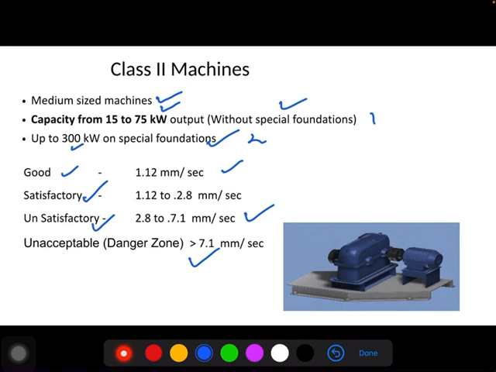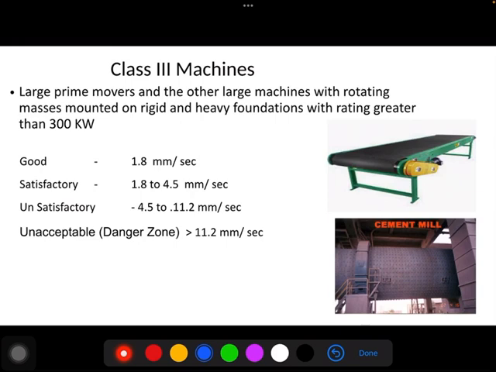For class 3 machines, it includes large prime movers and other large machines with rotating masses mounted on a rigid and heavy foundation. Just listen, it is mentioned as rigid and heavy foundation with power rating above 300 kilowatt. In class 3 machines, if the vibration is below 1.8 mm per second, then it is treated as good equipment.